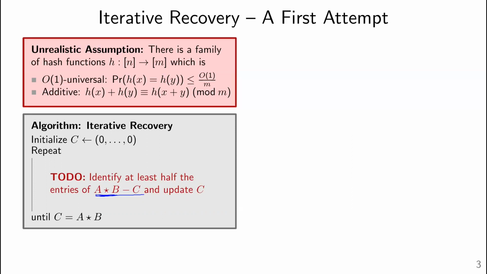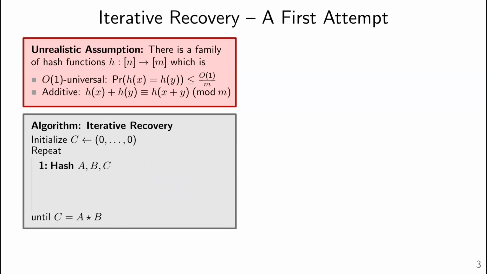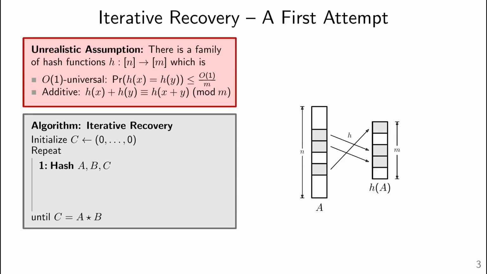So how can we implement this? There are three simple steps. The first is we hash the vectors a, b, and c. Okay, what does this mean? Focus, for instance, on this vector a. It gets mapped to a smaller vector of length only m by hashing every entry individually according to the hash function. Okay, so if this entry, for instance, is at position i, then it is hashed to the entry at position h of i. If two entries happen to collide under this hashing, then the entry in the hash vector becomes the sum of the two former entries.